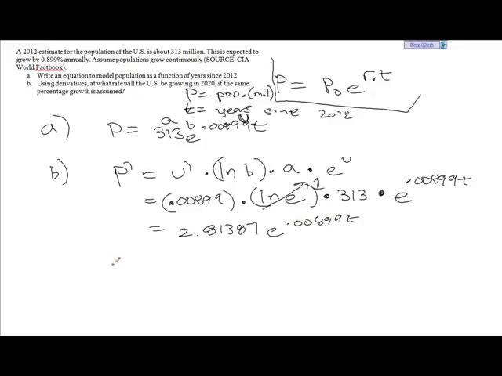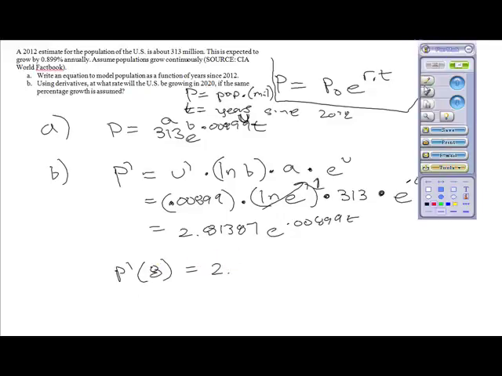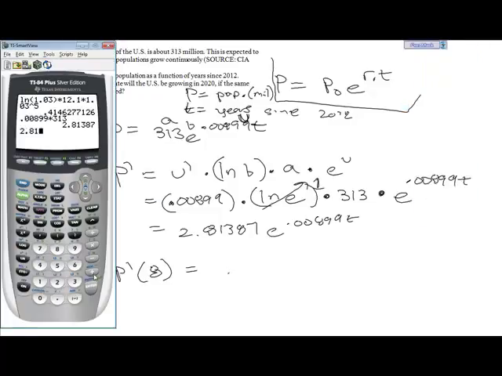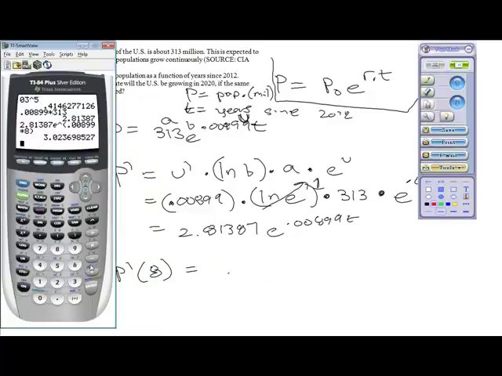0.00899t. Now I want to find P prime for 2020, which is 8 years after 2012. So I'll plug in an 8, and that gives me, I'm just going to go ahead and evaluate this in my calculator. That gives me 2.81387 times e raised to the 0.00899 times 8. And that comes out to about 3.02.